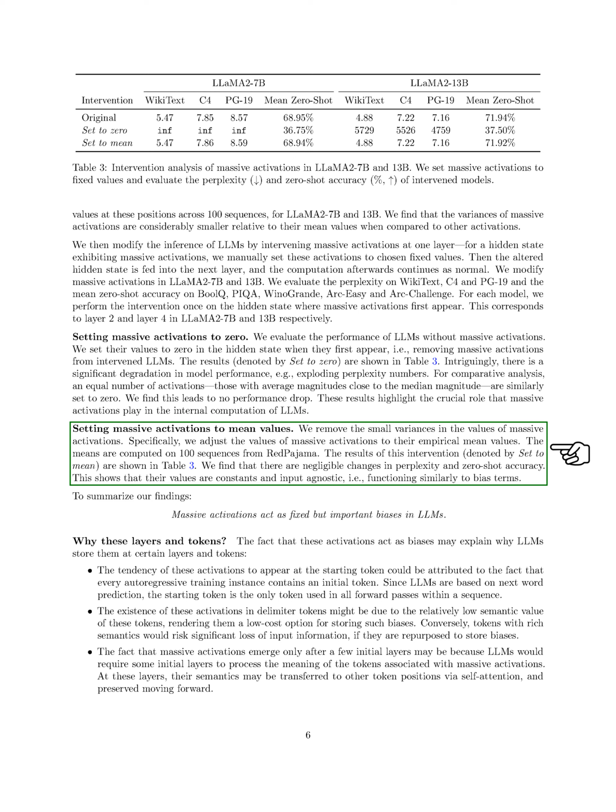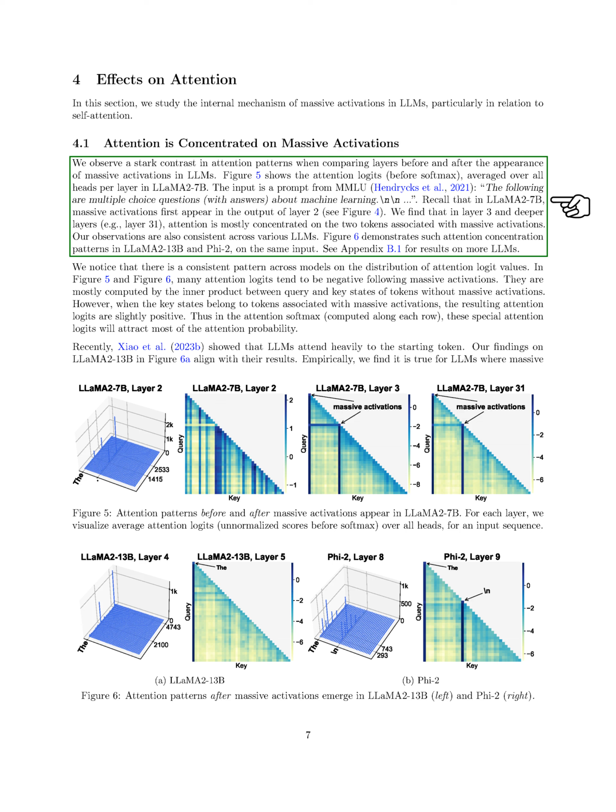Moving on to the effects on attention, we investigated how massive activations influence the self-attention mechanism in LLMs. We observed a clear shift in attention patterns before and after the emergence of massive activations. Specifically, in layers following the appearance of massive activations, attention was predominantly focused on the tokens associated with these activations. This pattern was consistent across different LLMs, including Llama 2-7B, Llama 2-13B, and PHI-2, when processing the same input.